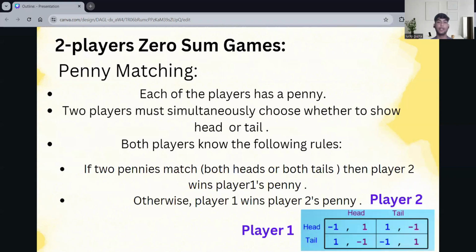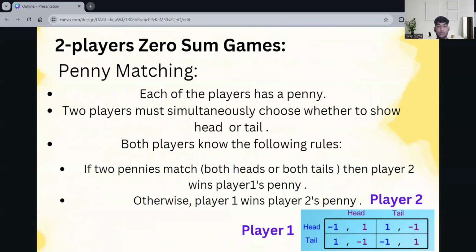So what's the two-player zero-sum game? Basically, matching pennies. Let's suppose each of the players has a penny. So two players must simultaneously choose whether to show head or tail. This person tosses the coin and chooses whether they want head or tail. Both players know the following rules.